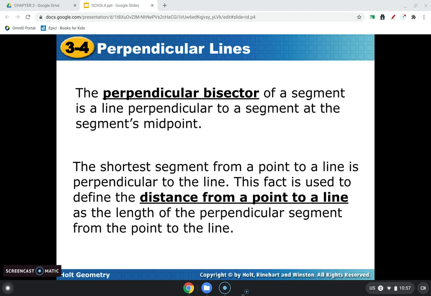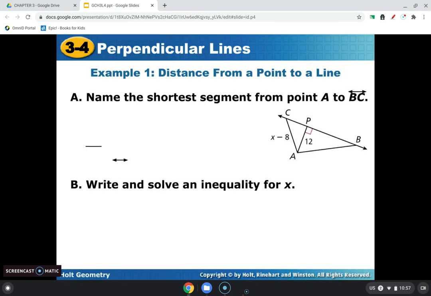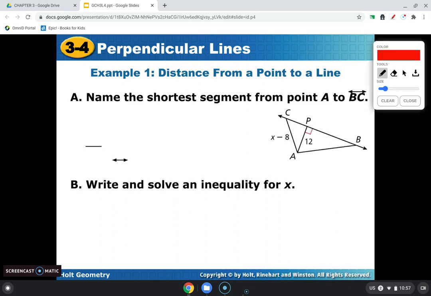So just remember that the perpendicular segment is the shortest segment from a point to a line. All right, let's try that. Name the shortest segment from point A to line BC. Well, A is here, BC, so the shortest one would be the perpendicular one, so that would be AP.